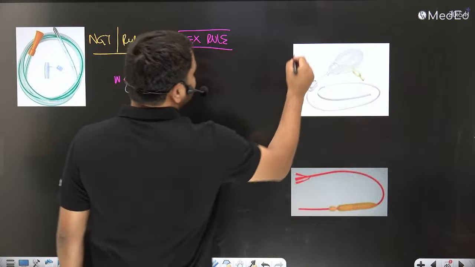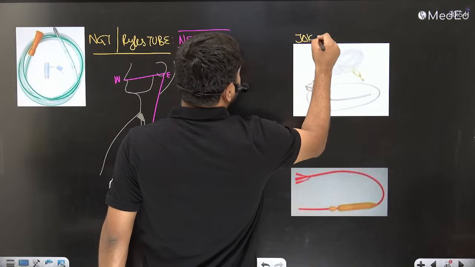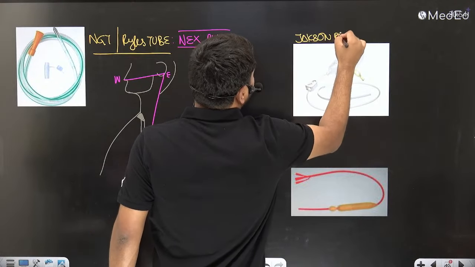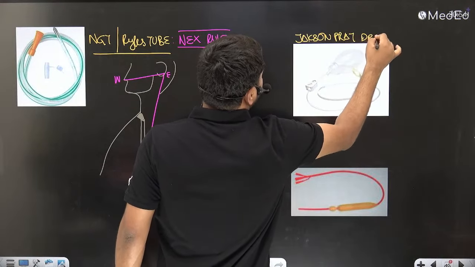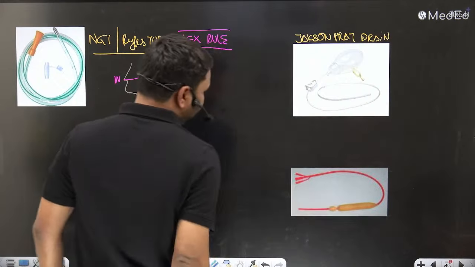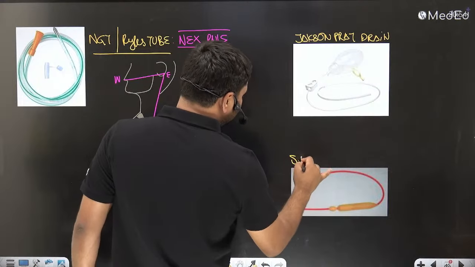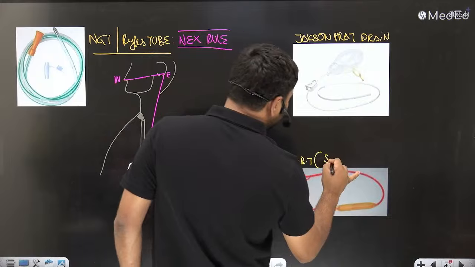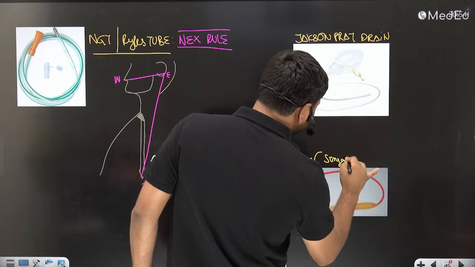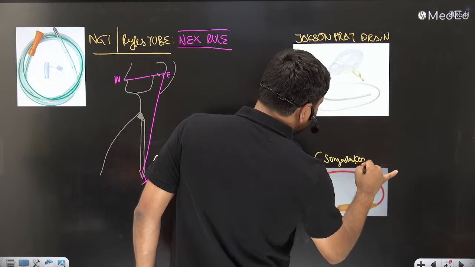Now, this is your Jackson-Pratt drain. This Jackson-Pratt drain is a negative suction drain. This is your SBT tube, that is your Sengstaken-Blakemore tube.